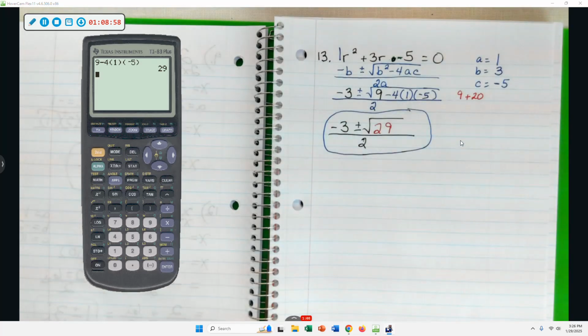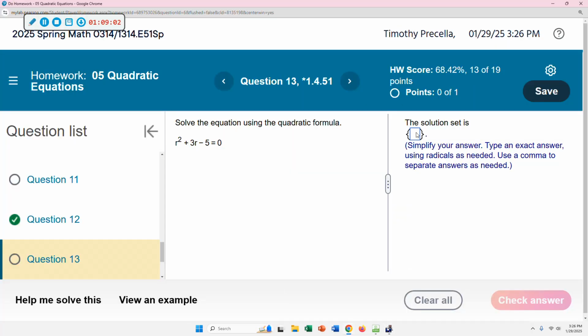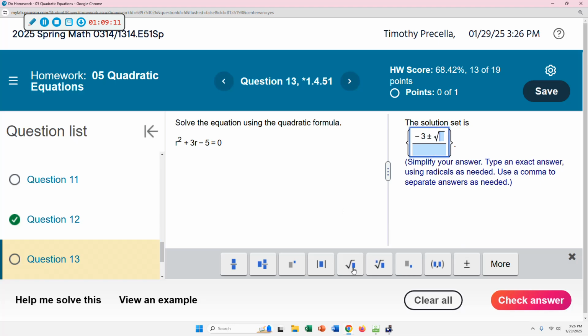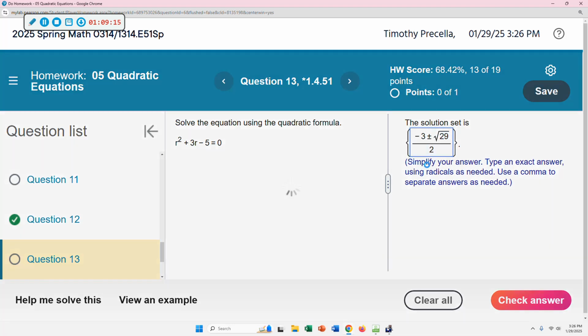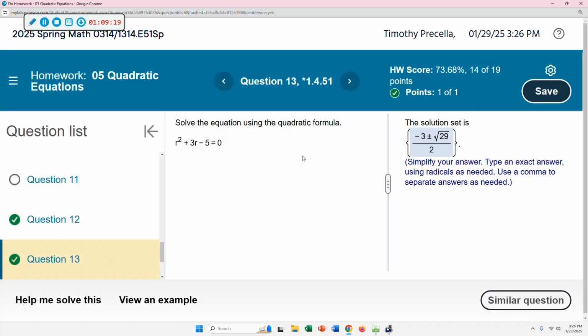Okay. Got it. Did you punch it in? Negative 3 plus or minus square root of 29 over 2. Any questions there?